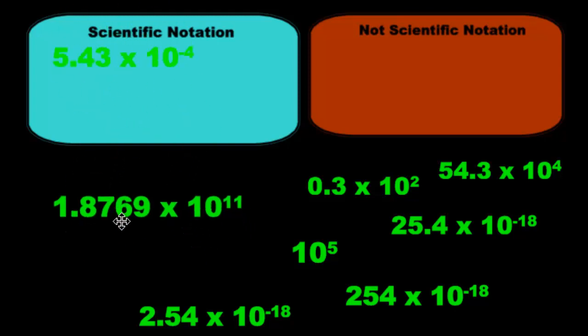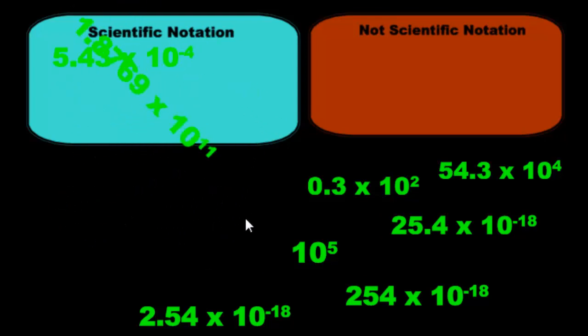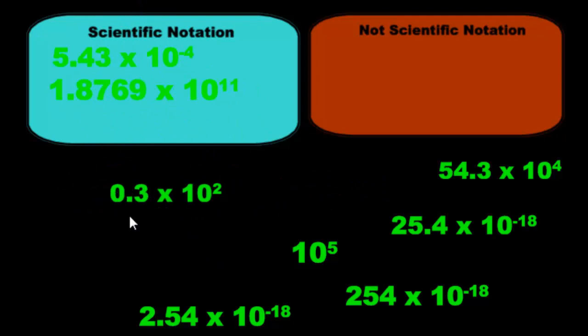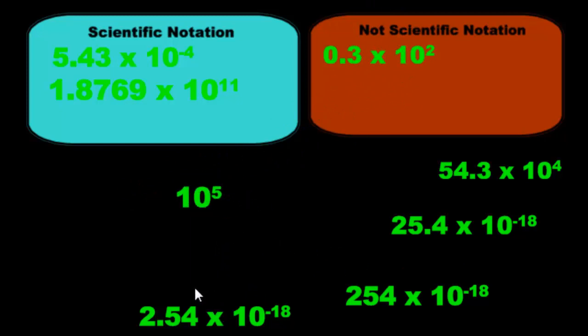How about this one? Yeah, this one looks all right. Between 1 and 10 times 10 to the something. Okay, this works. How about this one? It looks good, right? Between 1 and... Oh, no. 0.3 isn't between 1 and 10. Goes into the pits. How about 10 to the 5? No. Because we need to multiply it by something.